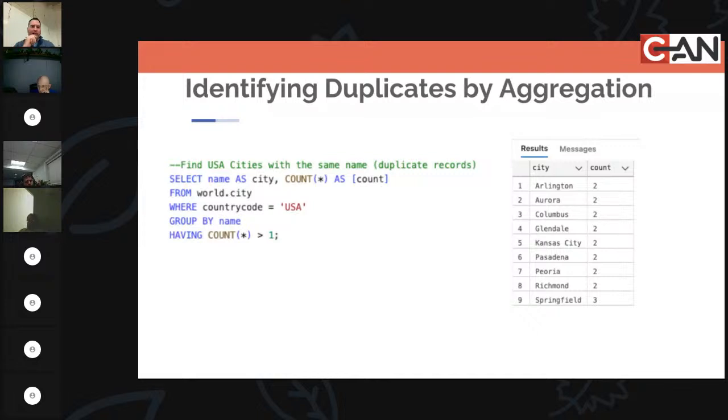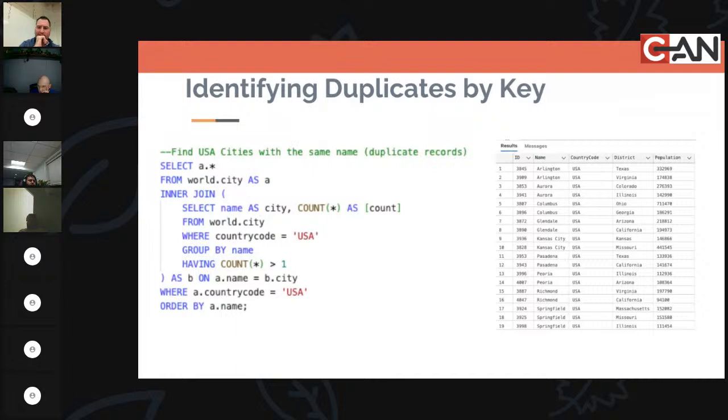So, find U.S. cities with the same name. And we're just doing counts that are greater than 1. And so Arlington, Aurora, Columbus, Glendale, Kansas City, Pasadena. But as we'll see, when we're identifying duplicates by the key, it's actually not true, right? Because there's an Arlington, Texas, and there's an Arlington, Virginia.